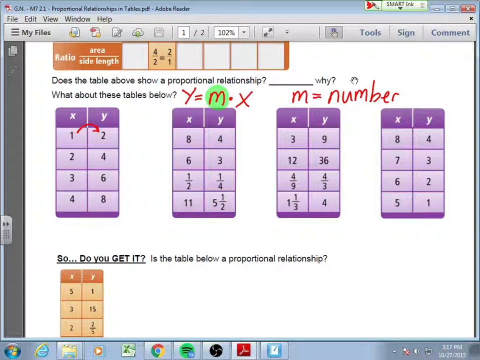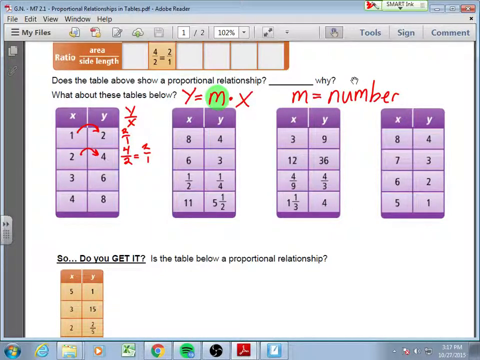y is what times x? Y is something times x. Wait, 2. 2 times, right? So right here, my ratio of y over x would be 2 over 1. Here, my ratio of y and x is 4 over 2, but that can reduce to 2 over 1. Still, 4 is double my 2.